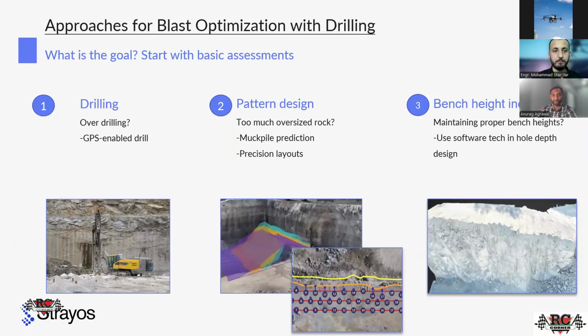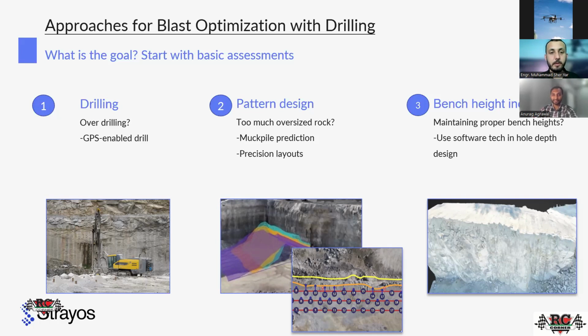So if you use GPS-enabled drilling for proper location of the holes, definitely you can control it. Pattern designing, too much oversized rock. What should I do? Because you are not monitoring the fragmentation results. So how do you know where you have made the mistakes? But by using this technology, you can definitely do the prediction as well as analysis of your results.